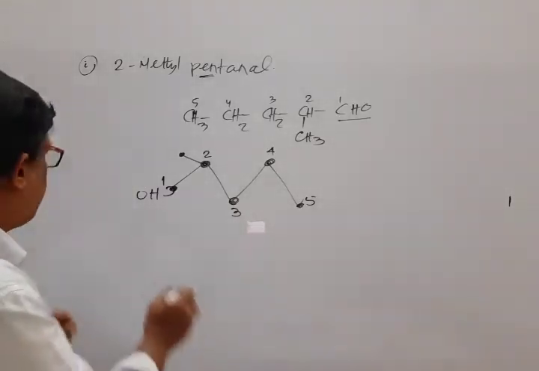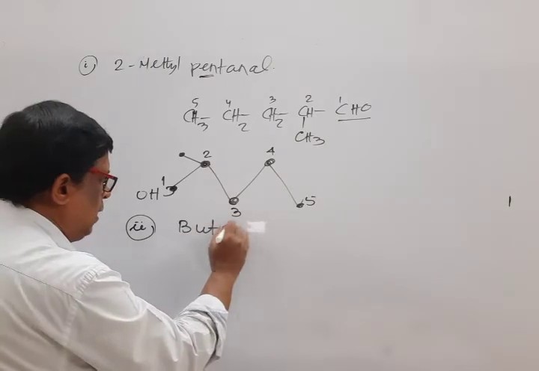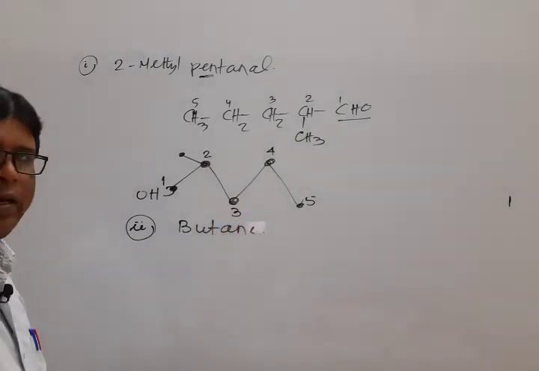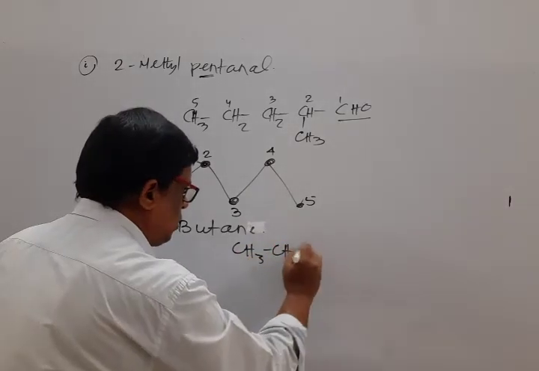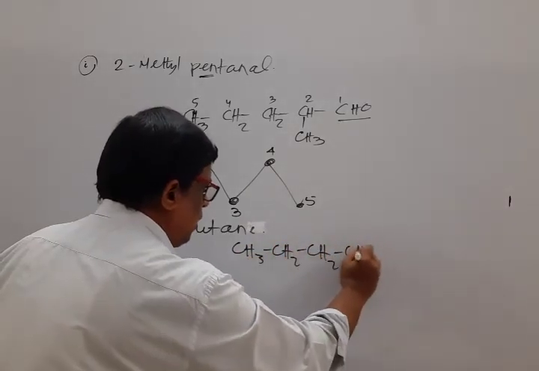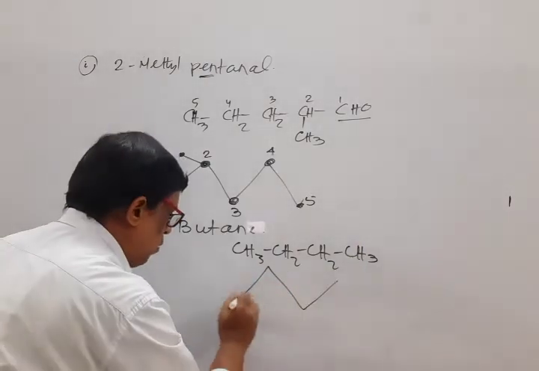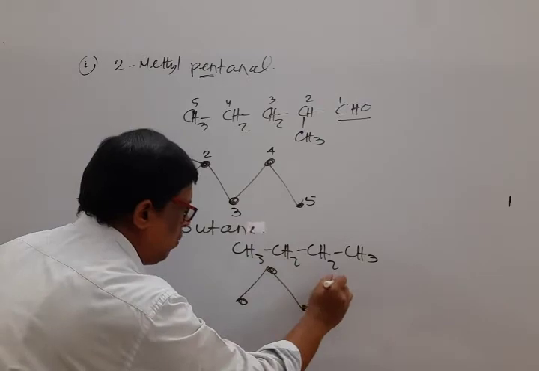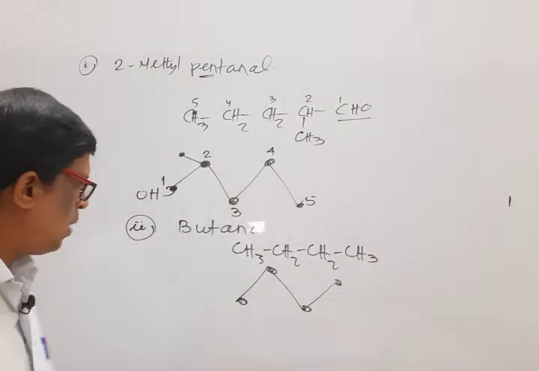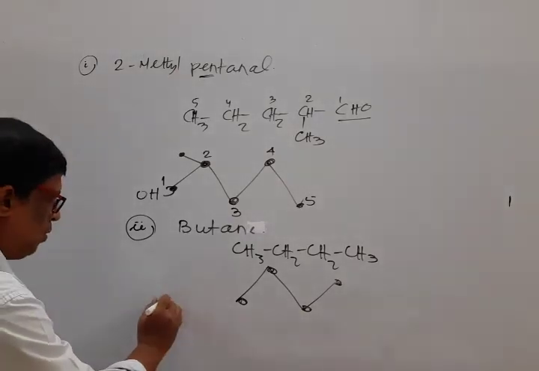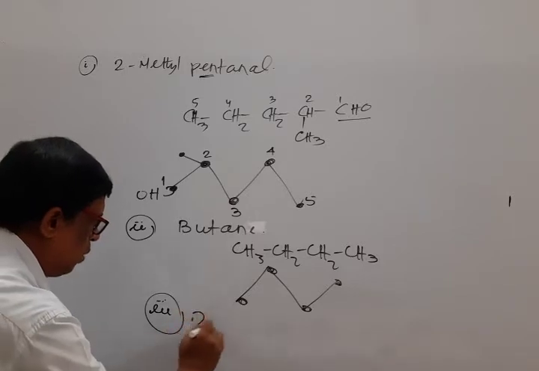Okay. Next one, mark that, another example. Butane. Normally we write butane. That means what is the formula? CH3, CH2, CH2, CH3. Okay. So we can write like this 1, 2, 3, 4. It is known as bond line notation. Another example, mark that.